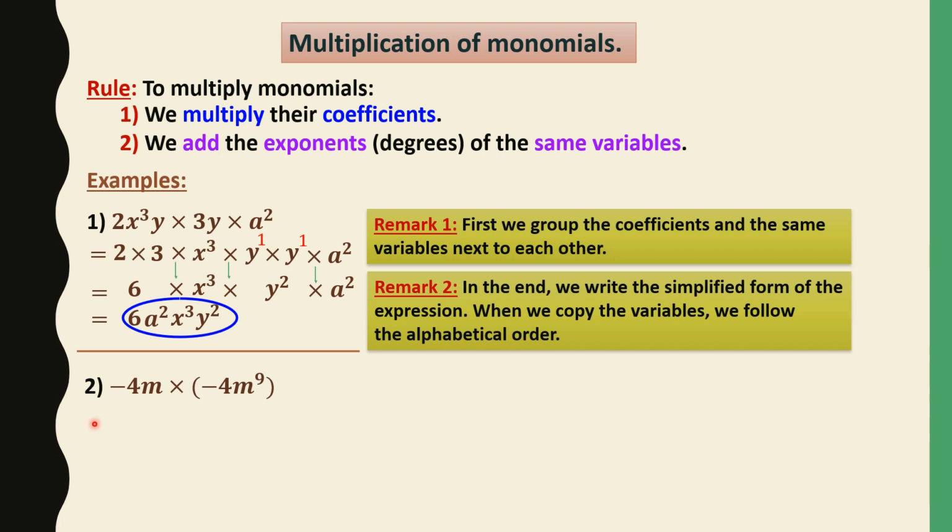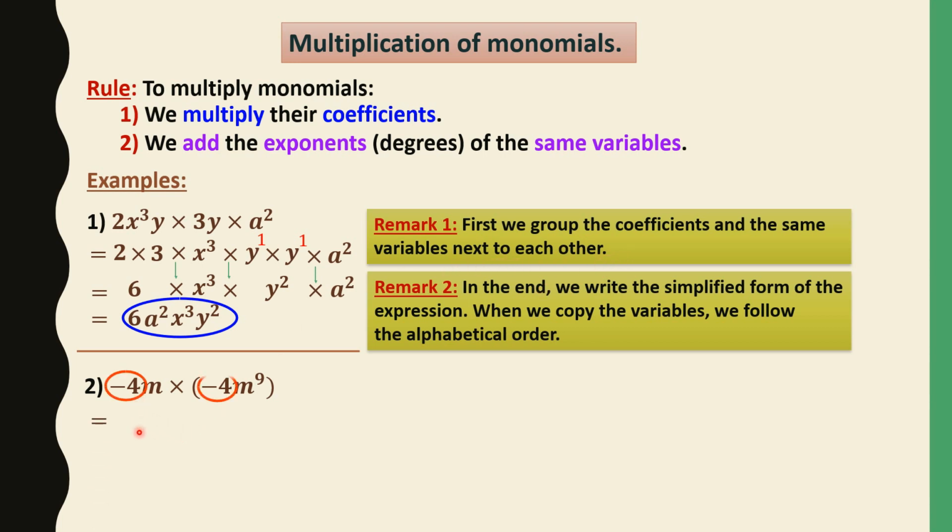Now example 2: negative 4m times negative 4m exponent 9. Here the exponent 9 is only for the m. If we put it outside, it's a different story. So let's follow the same steps. First, we group the coefficients and the variables next to each other.